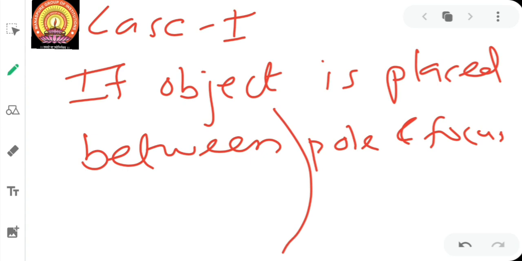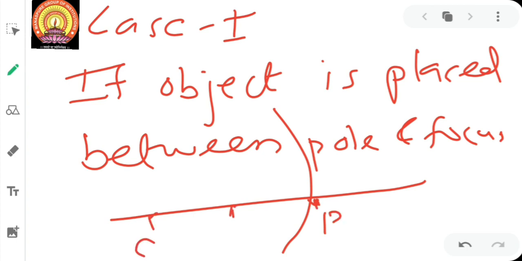Suppose this is your spherical mirror. Here is the pole, here is the center of curvature, and this is the focus. So if the object is in between these somewhere here, how is the image formed, that we want to study today?